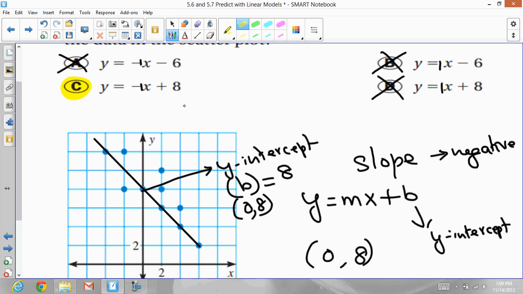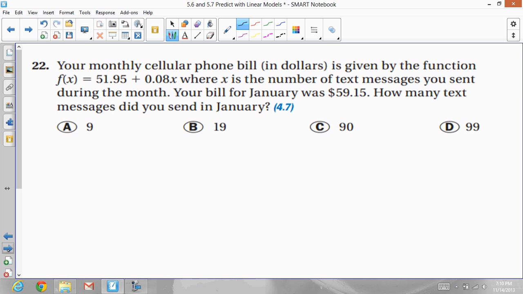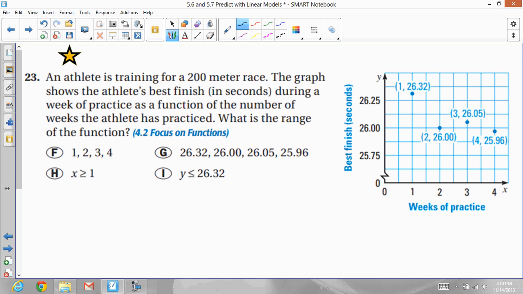Please pause the video, understand this completely, and you will absolutely get a question on your EOC something like this. Question number 23. Pause the video, read the question, understand the question, and begin. So an athlete is training for a 200-meter race. The graph shows the athlete's best finish in seconds during a week of practice as a function of the number of weeks the athlete has practiced. What is the range of the function? Underline this.